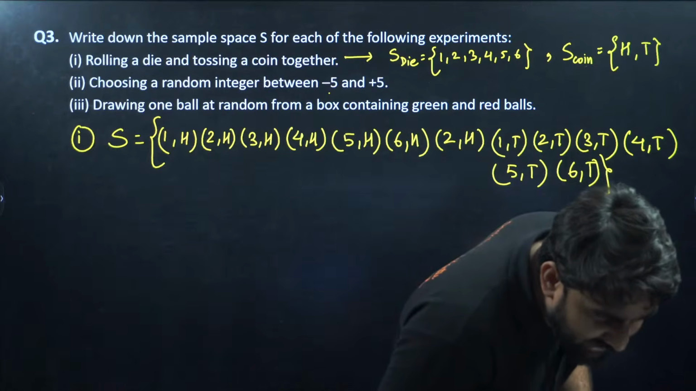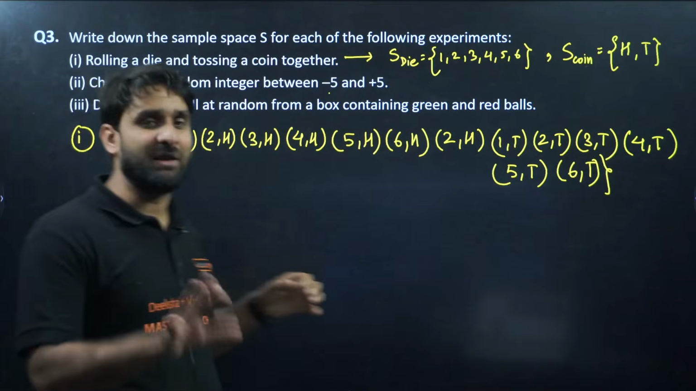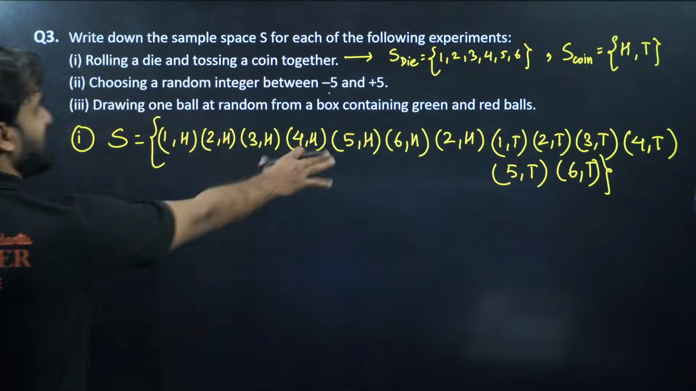Coin 1/2, die 1/6. Have patience, champion. We have to write only the sample space. We don't need to find anything. We have to write the sample space. So these are the sample spaces.